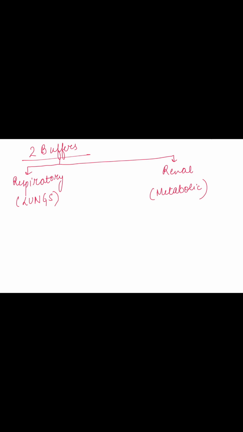This triggers the lungs to either increase or decrease the rate and depth of ventilation until the appropriate amount of carbon dioxide has been re-established. Activation of the lungs to compensate for an imbalance starts to occur within 1 to 3 minutes. Next is the renal or metabolic buffer response.